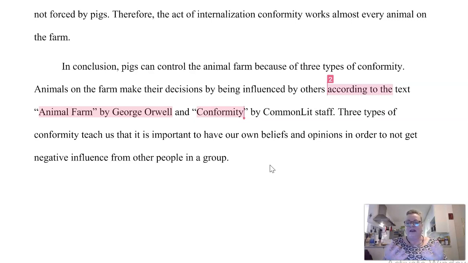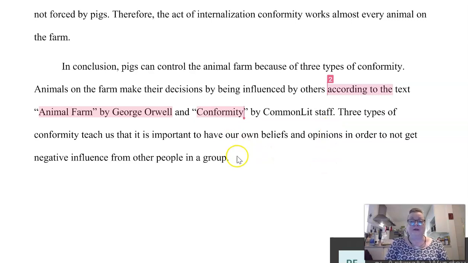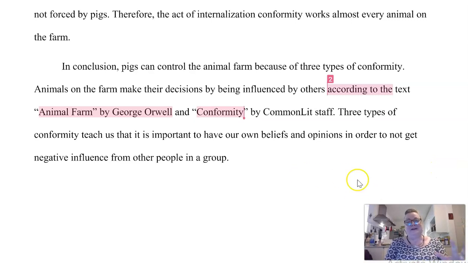And then a nice kind of ending idea. 3 types of conformity teach us it's important to have our own beliefs and not get caught up in the group. Okay, so that's a nice idea. I think in life, in real politics, sometimes people do get caught up and conform to the group. We've seen that as a problem in recent politics, for instance.